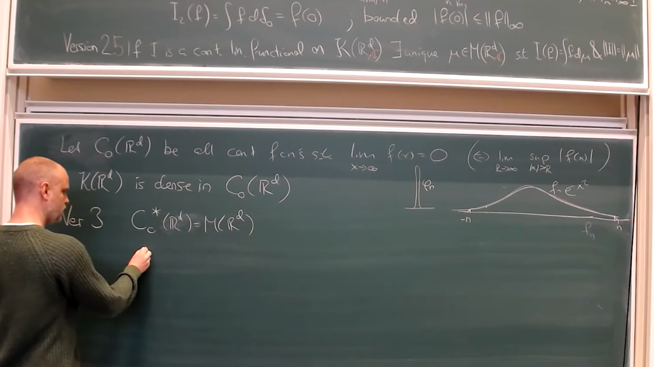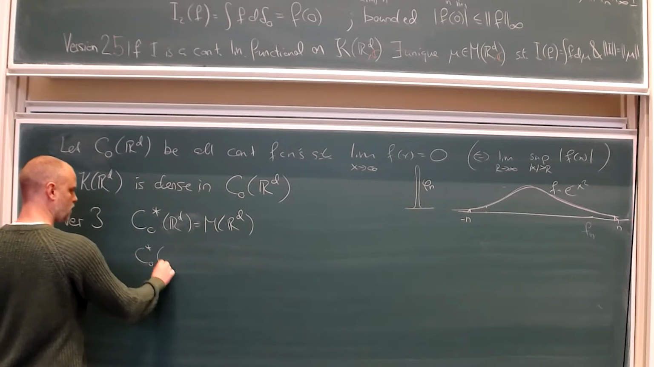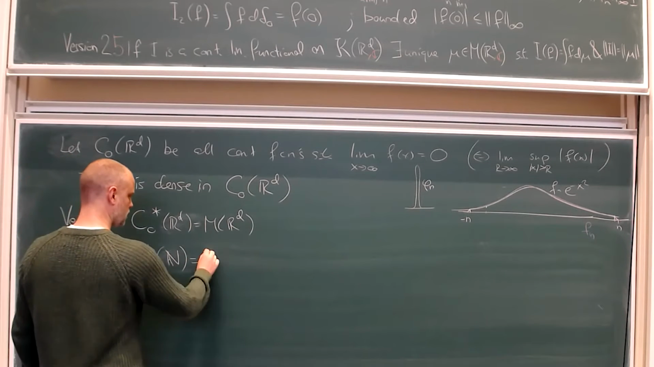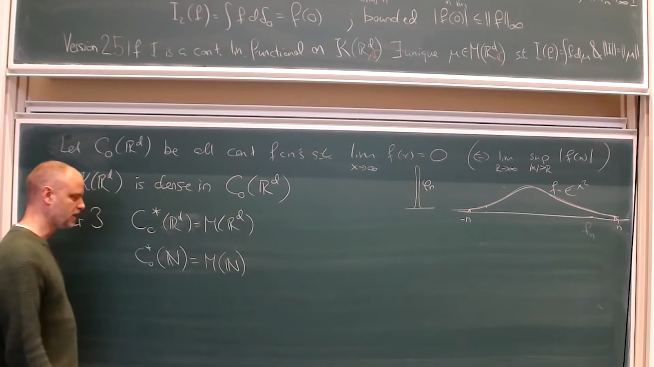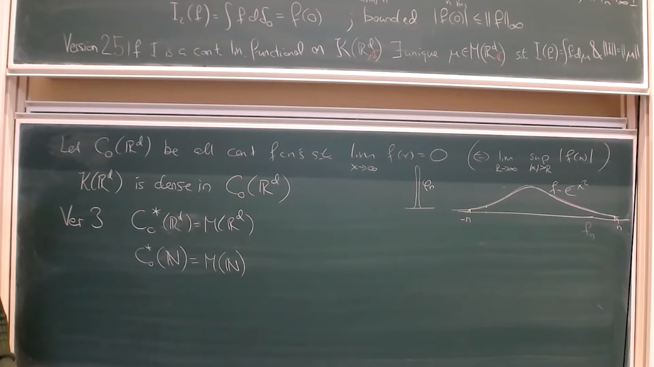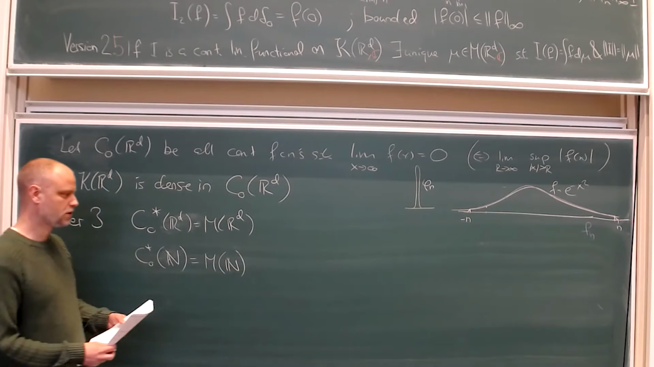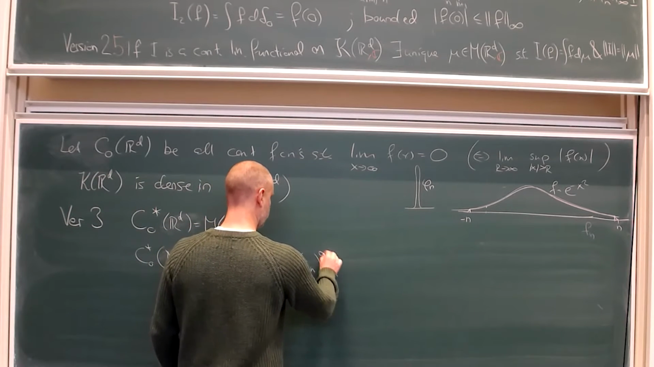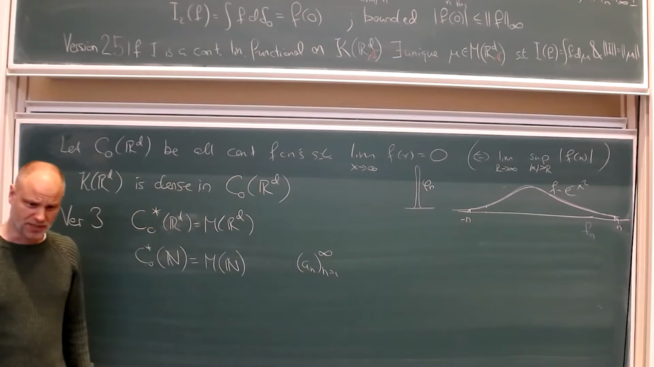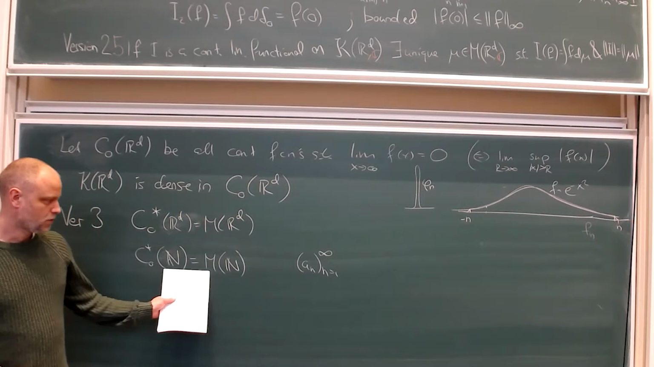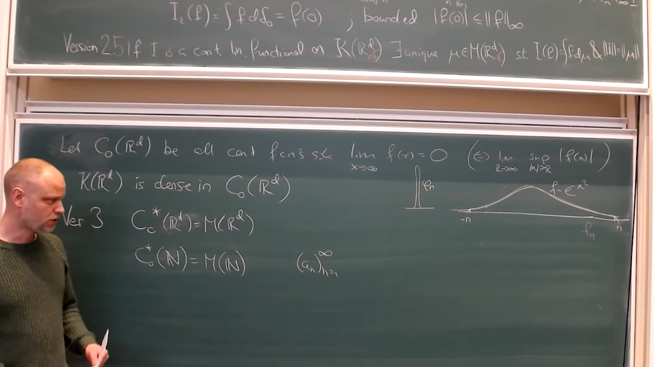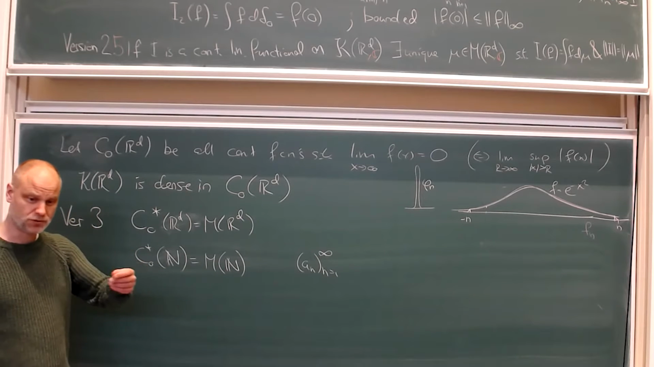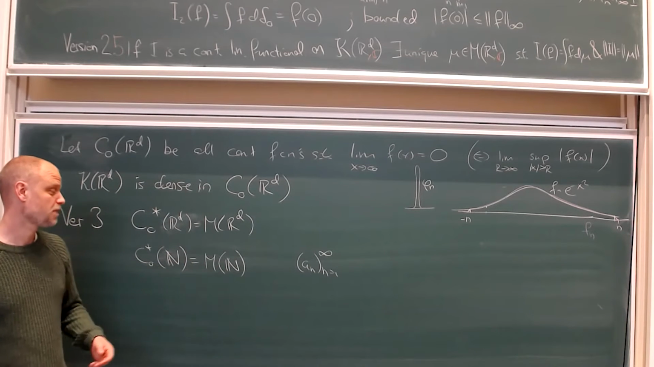But we also have, for example, C0 star of the natural numbers is equal to finite measures. And what is this? I mean, this is all sequences, n goes from 1 to infinity, such that the limit is 0. What does this become? Well, a measure on n, it just gives a value to every point, right? So it's just a new sequence.